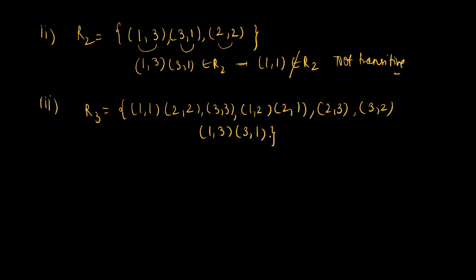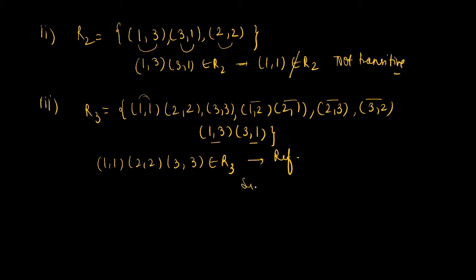So this is my complete A cross A, which is reflexive. Why is it reflexive? Because (1,1), (2,2), (3,3) are there. So this is my reflexive relation. Then it is symmetric also, because for (1,2), (2,1) is there, for (2,3), (3,2) is there, for (1,3), (3,1) is there, and the reverse of these are these elements themselves. So that means it is symmetric also.